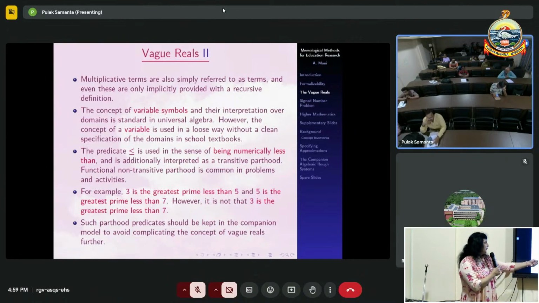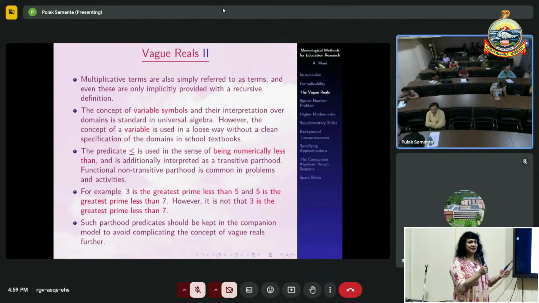And such parthood predicates should be kept in the companion model to avoid complicating the concept of vague reals further. So what I'm proposing is almost two models for the situation, so that they can be integrated for interpreting the whole situation.